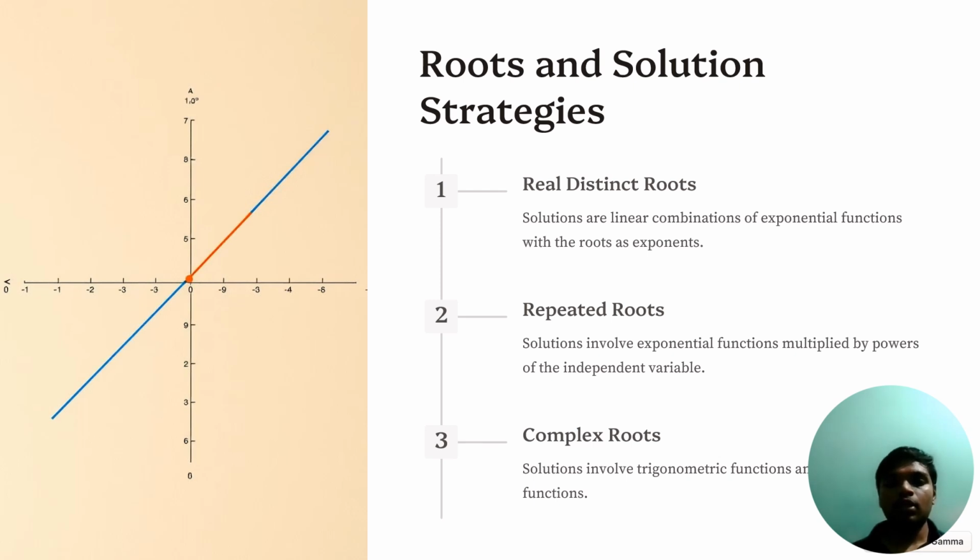Complex roots: if the characteristic equation has complex roots, r is equal to alpha plus or minus beta i, the solution takes the form y(x) is equal to e power alpha x into c1 cos beta x plus c2 sin beta x.